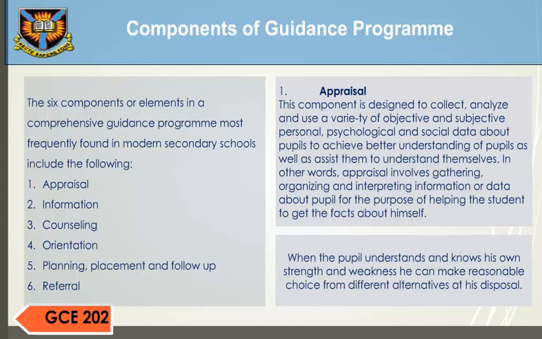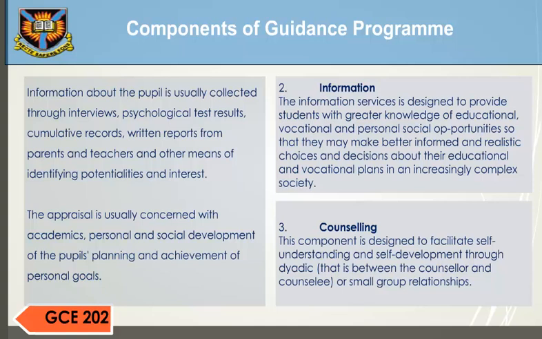When the pupil understands and knows his own strength and weakness, he can make reasonable choice from different alternatives at his disposal. Information about the pupil is usually collected through interviews, psychological tests, cumulative records, written reports from parents and teachers, and other means of identifying potentialities and interests. The appraisal is usually concerned with academics, personal and social development of the pupil's planning, and achievement of personal goals.